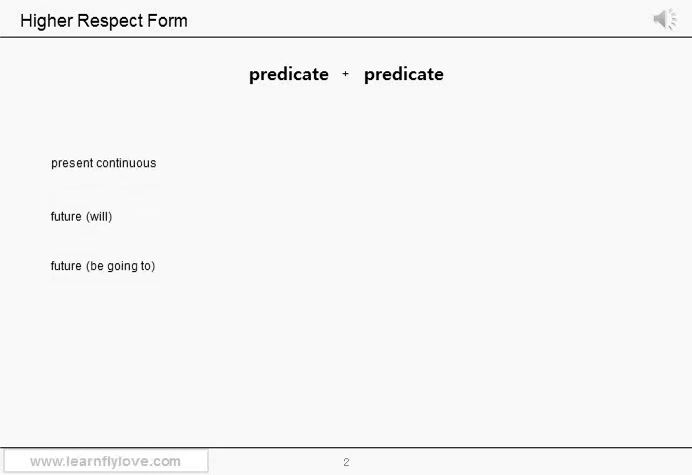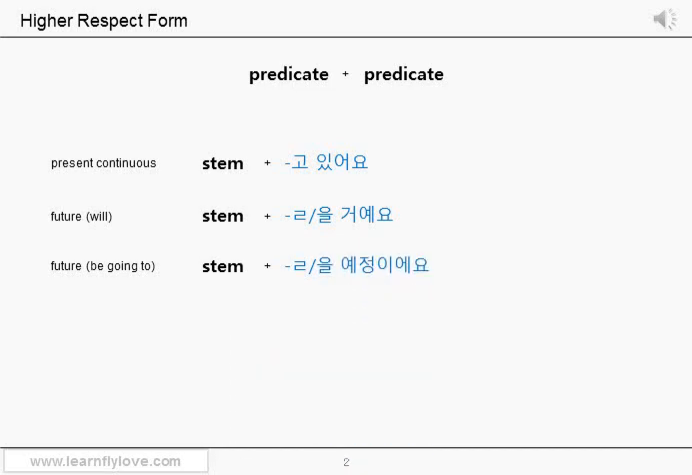When we use present continuous tense, we add 고 있어요 to the stem of a verb. And when we use future tense with the modal will, we add the final 르 consonant or 을 sound and 거예요 to the stem. And when we use the future tense with the be going to, we add the final 르 consonant or 을 sound and 예정이에요 to the stem. 예정 means something prearranged, and it's a noun. So be going to actually means it is prearranged in Korean.